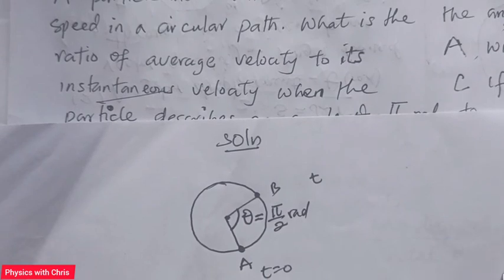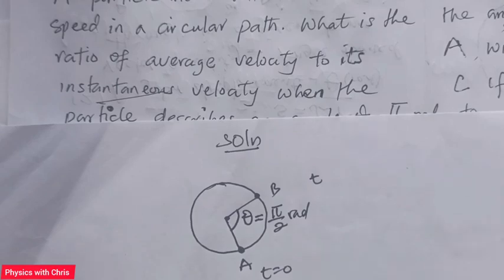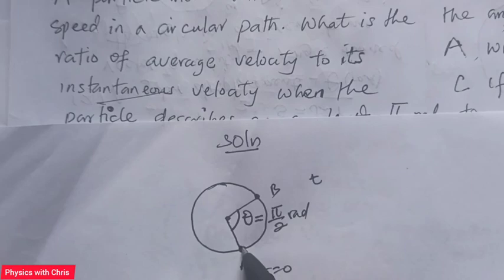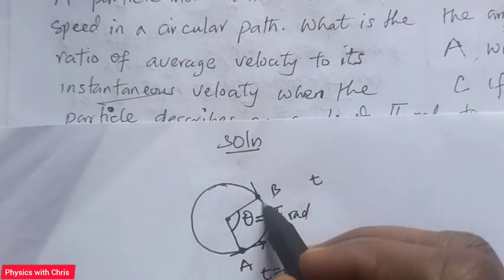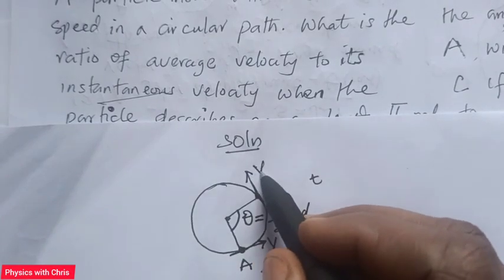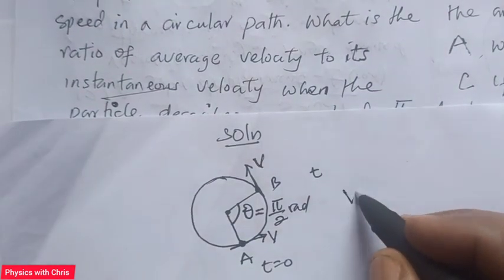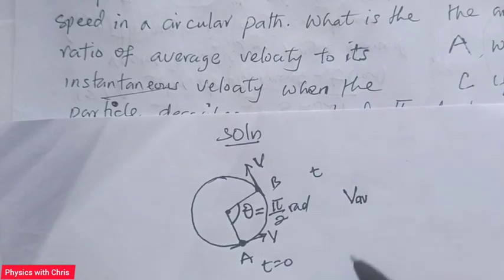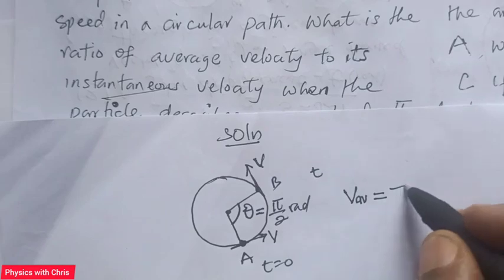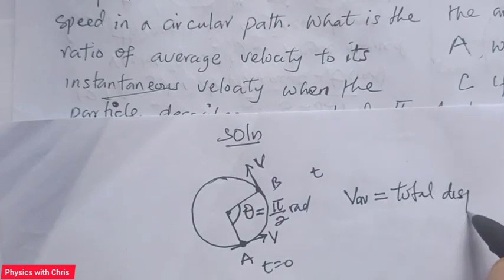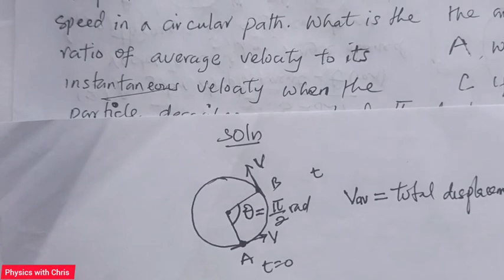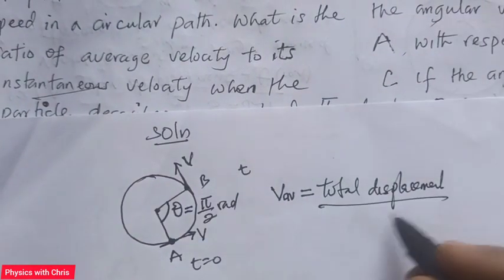What is this instantaneous velocity? Of course, it's the velocity of the particle at a given instant. And since the speed is constant, we can take the instantaneous velocity as the same because it's constant in magnitude. So let's call that v. And at point B, the value of the instantaneous velocity still remains v. And then the average velocity, let me define this symbol, v AV, that's the symbol of my average velocity. It is defined as the total displacement of the particle divided by the total time taken.